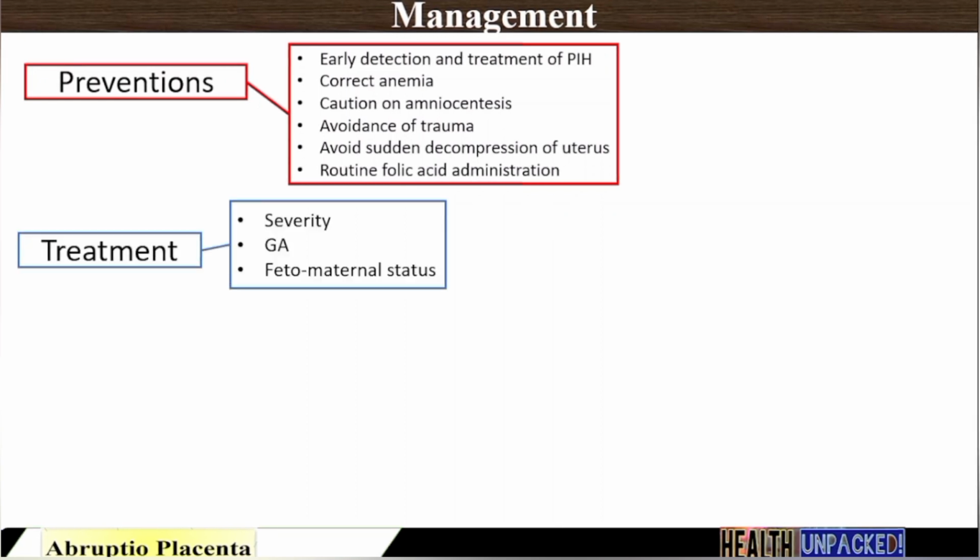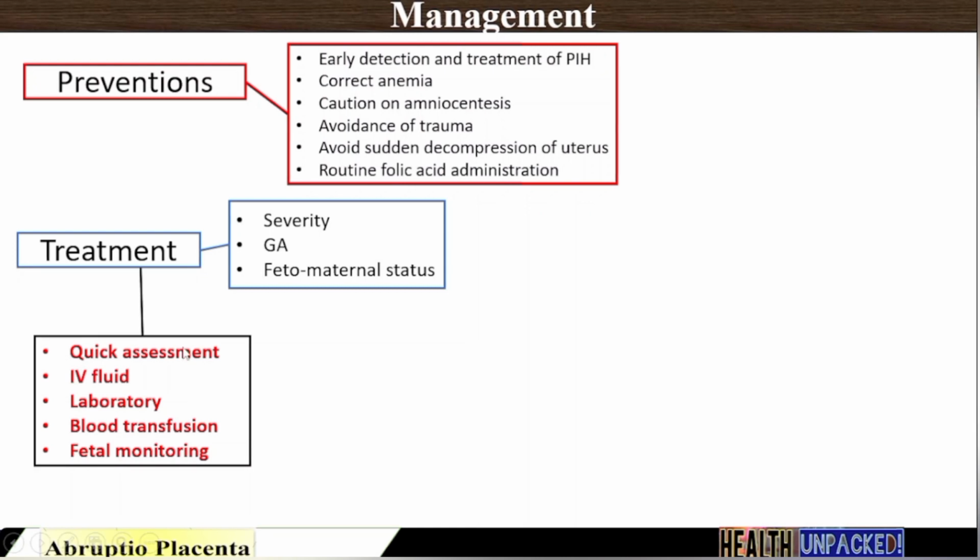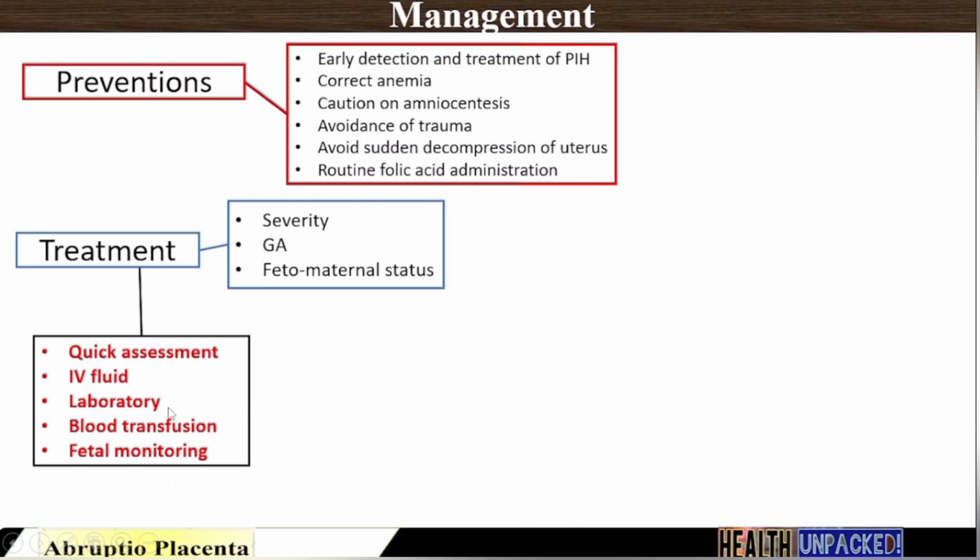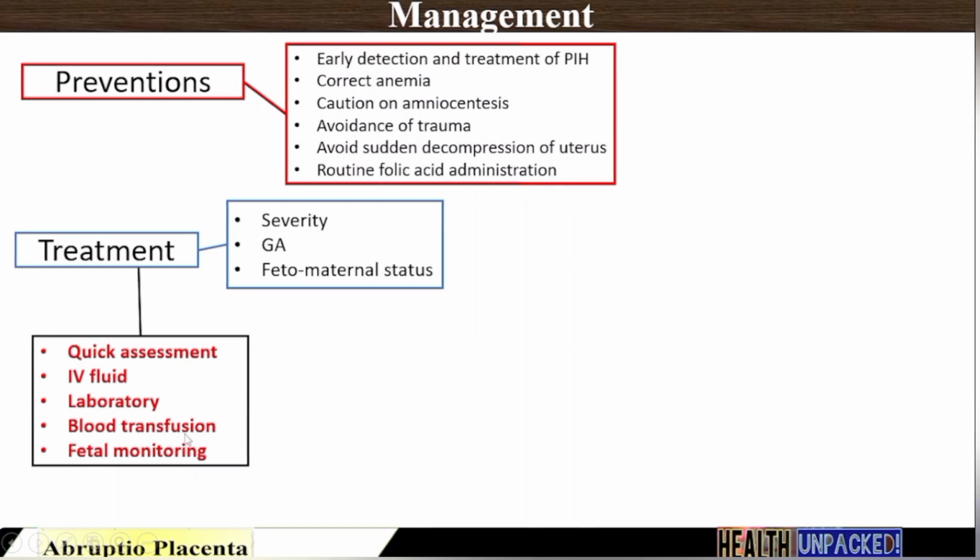So generally treatment depends on severity, gestational age, and fetal and maternal condition. Depending on these three things, we can manage it. As a general measure, we have to do quick assessment, IV fluid, laboratory investigation like hemoglobin or hematocrit, and cross-matching is very important. And blood transfusion if necessary, to correct DIC if DIC has occurred. And fetal monitoring is very important.